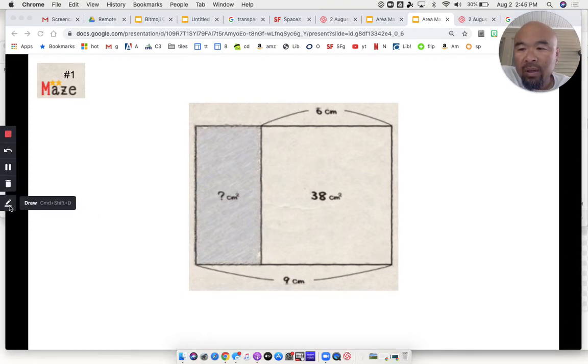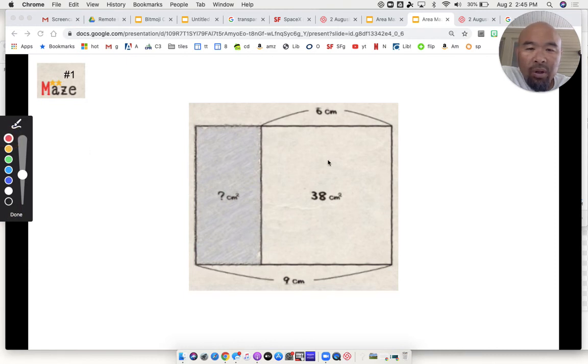Okay, so let's talk about this. What do we know here? We know that this bottom entire length, or the top entire length, is 9. We know that this piece is 6, which means that this right here must have a length of 3. Now, since this has a length of 6, has an area of 38, and this has a length of 3, and they both have the same height, what does that tell you about this area? Again, length of 3, same height. This has an area of 38. This area thus must be 19.